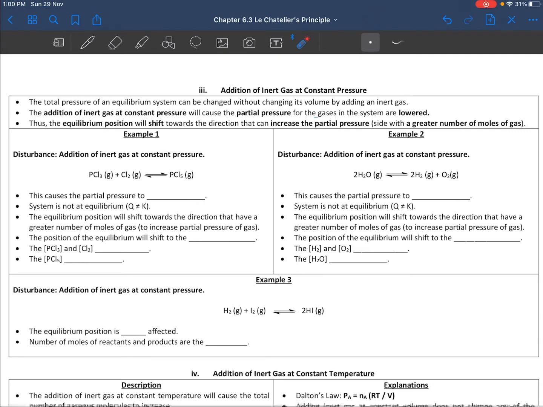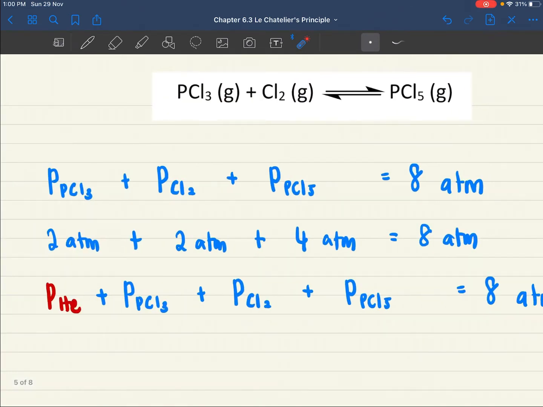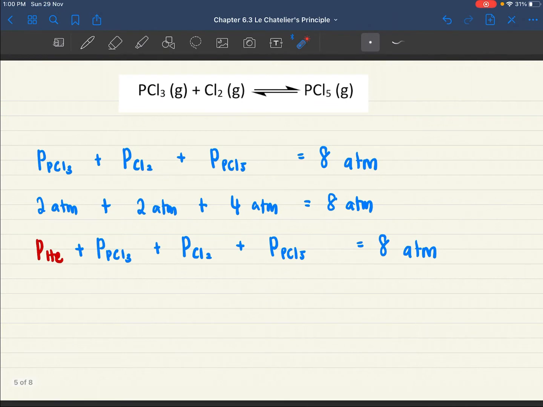Okay, so tadi back to this question. Kenapa addition of inert gas at constant pressure akan menyebabkan partial pressure setiap gas dalam sistem tu berkurang? Okay, so for this one, saya akan explain guna slide ni. Okay, so imagine you have this situation here. Ni saya ambil equation sama je macam tadi. Okay, so sekarang kita nak add inert gas at constant pressure.